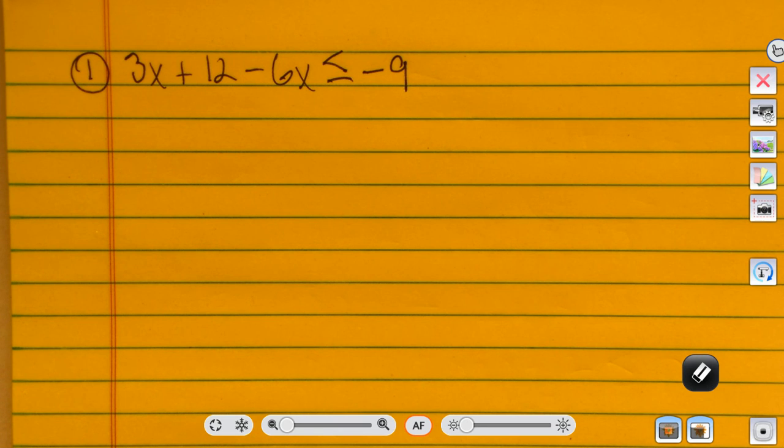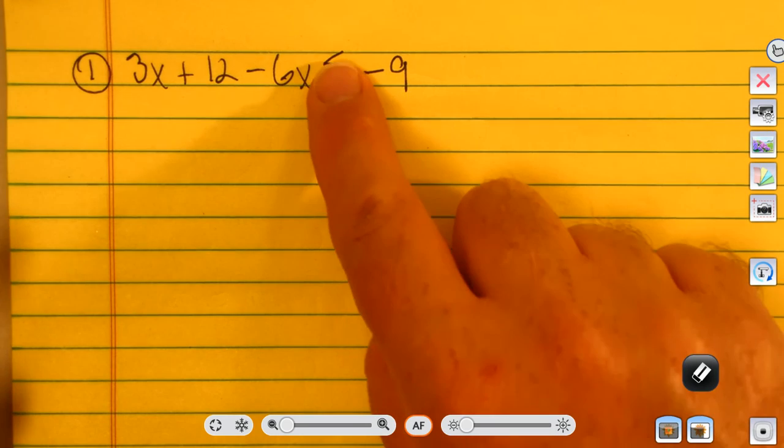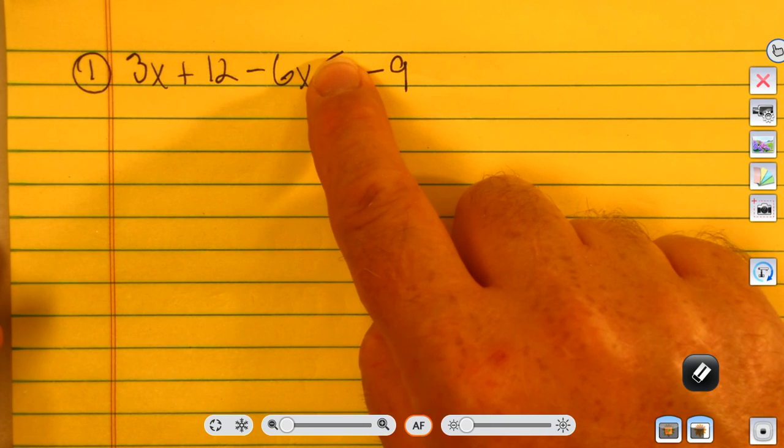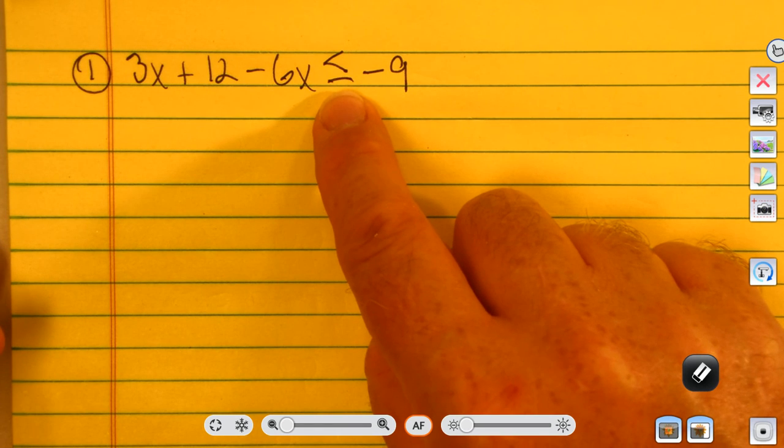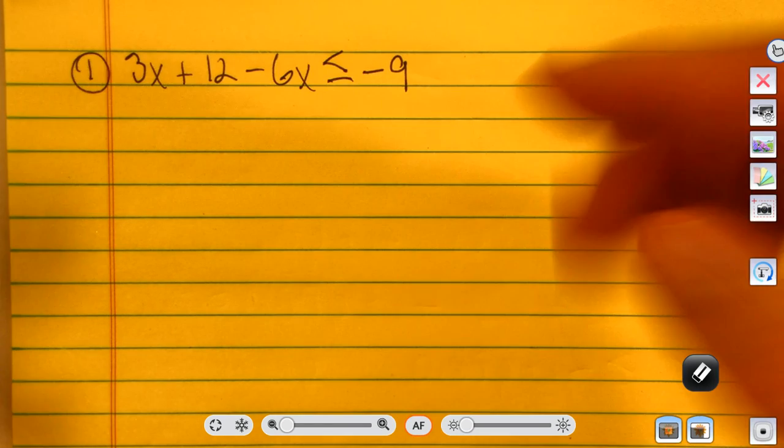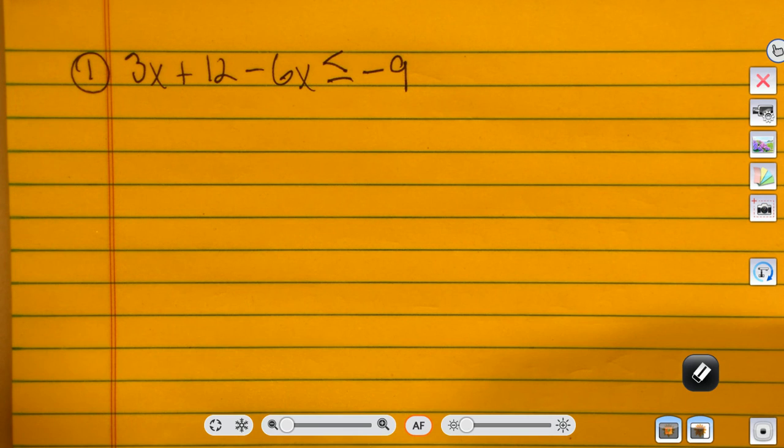So what we're going to do is we're going to solve this just like we would if it were an equation. We're not even going to worry about the greater than or less than, in this case, less than or equal to sign. We're just going to approach it the very same way we would in solving an equation. If we multiply or divide by a negative, then we'll reverse our sign.